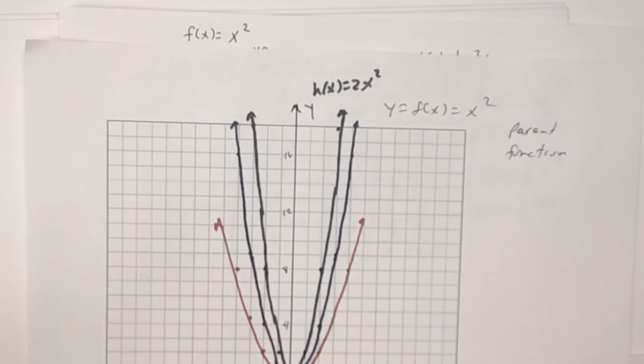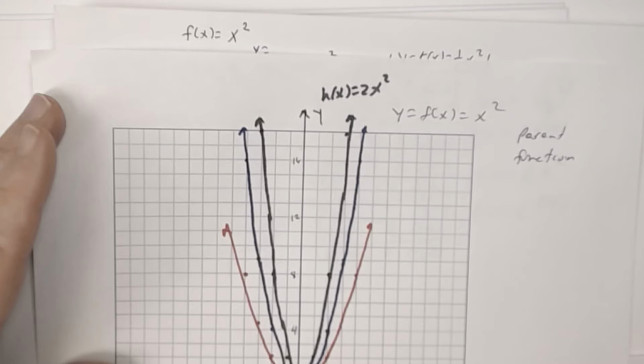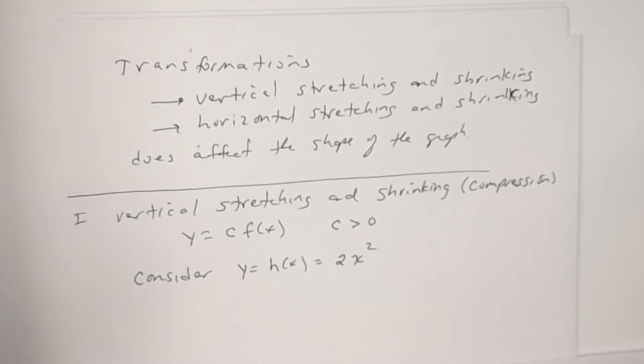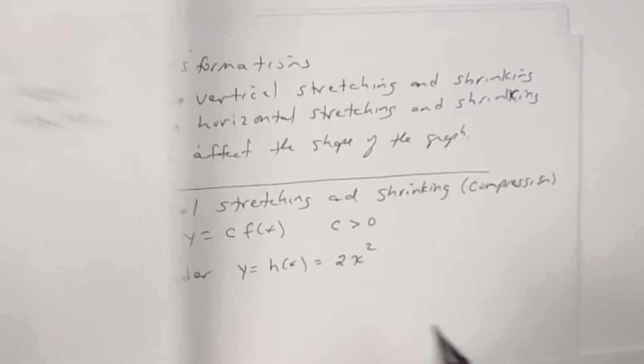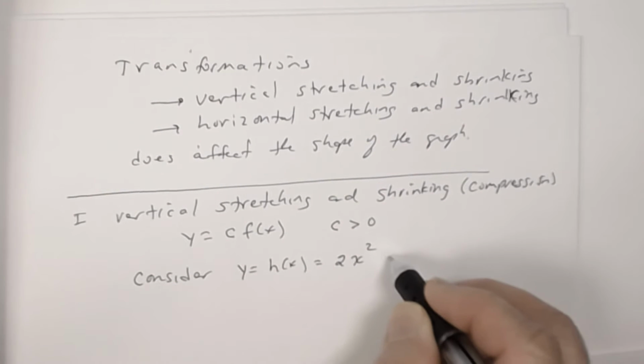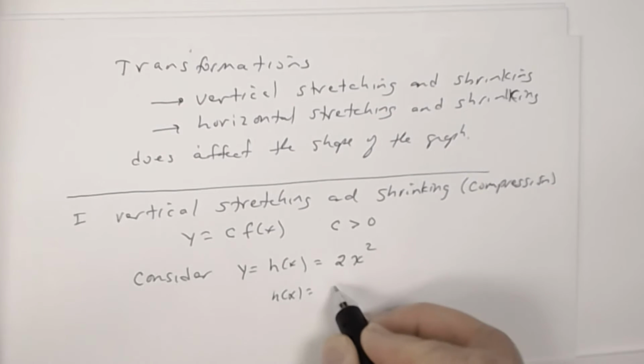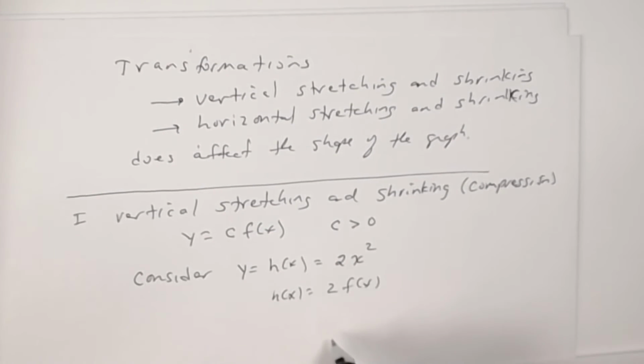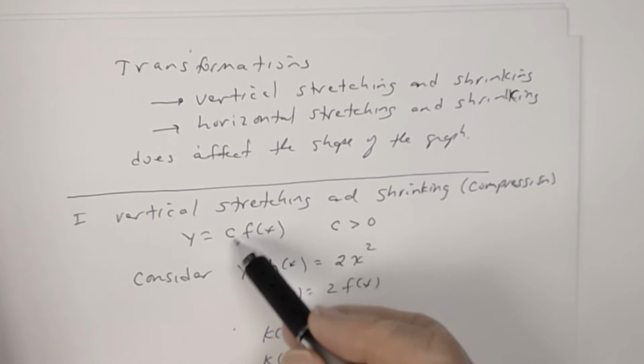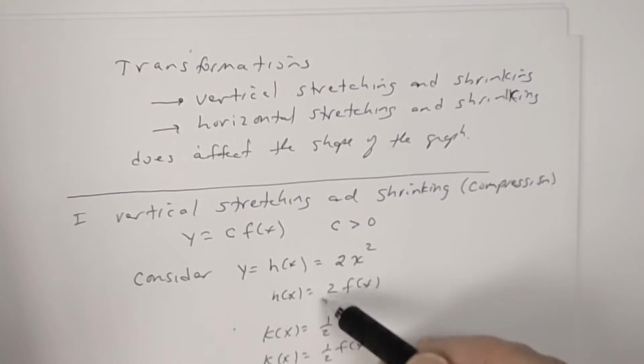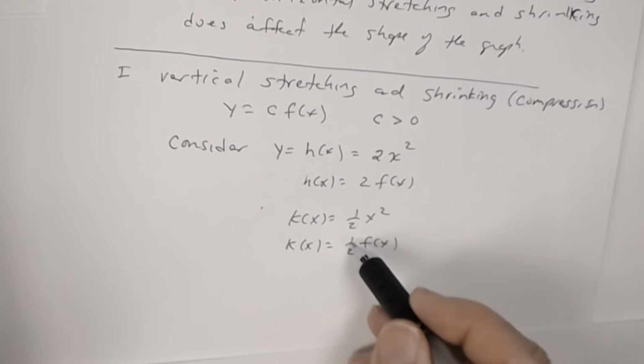Okay, so here's what we need to take away from this. Remember, first of all, we graphed h of x here. That's that green graph, h of x, which is 2x squared, and we said this was the same thing as saying h of x was equal to 2 times f of x, because f of x was x squared. Then we looked at k of x, which we said was 1/2 x squared, right? And we also wrote this as k of x was 1/2 f of x. All right, now we're looking at c. So c is 2 here that we did, and c here is 1/2.